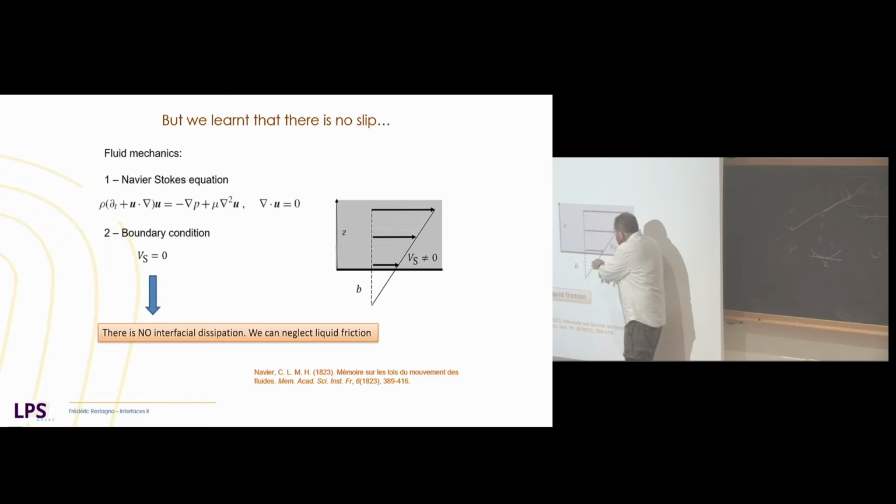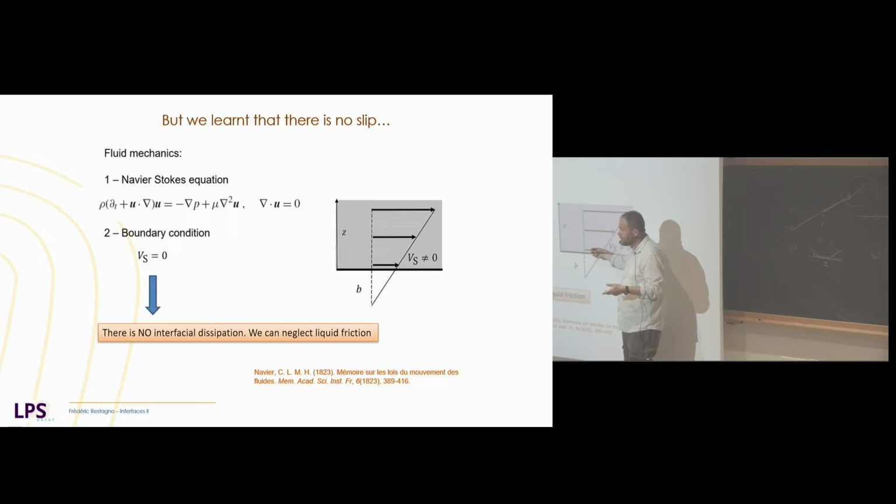So Navier already thought about that, and indeed, in his paper, he was even thinking that the friction of liquids at the interface was the main cause of dissipation when you flow a liquid in a pipe. He didn't think about the bulk viscosity. He was thinking that it was more like solid friction, which is what it is, I mean, here.